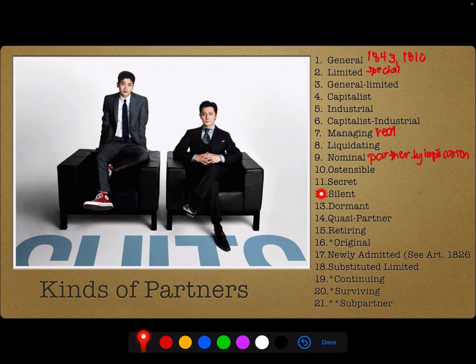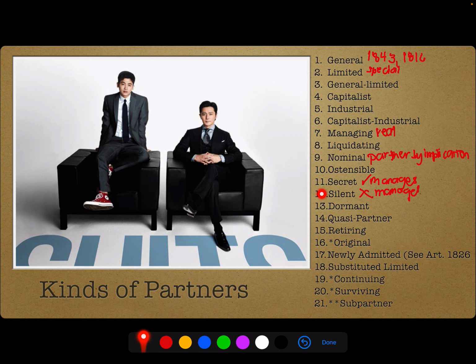Okay. Now, a silent partner is one who has no voice in the management. So this one manages, and this one does not manage. All right. So a silent partner has no voice in the management of the business, so he may be a partner. So if he withdraws from the partnership, he must give notice.